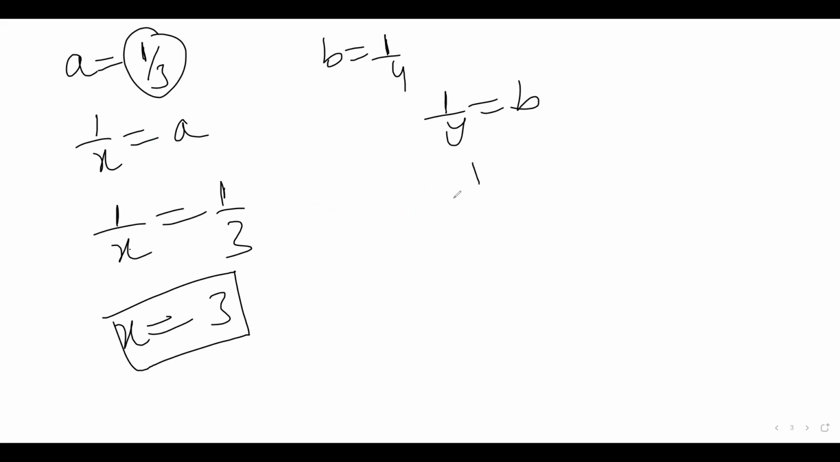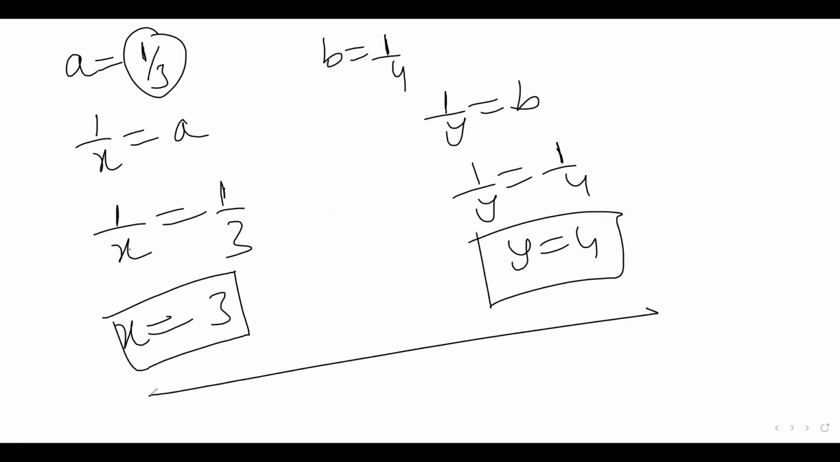If you want, you can reciprocal. Now, b value. 1 by y. B value is 1 by 4. Cross multiply. Y is equal to 4. These are the values of x and y.